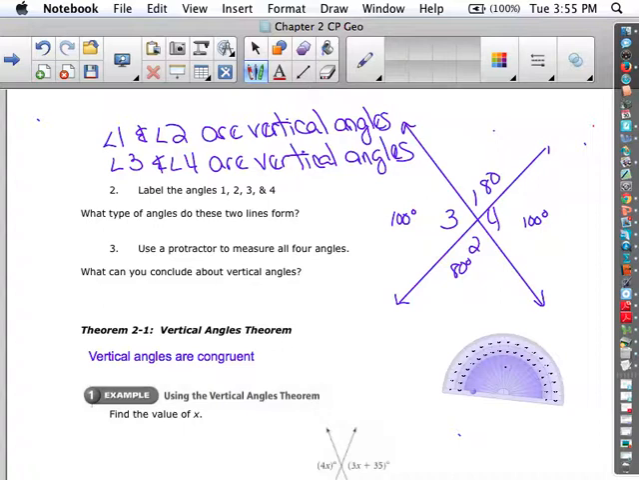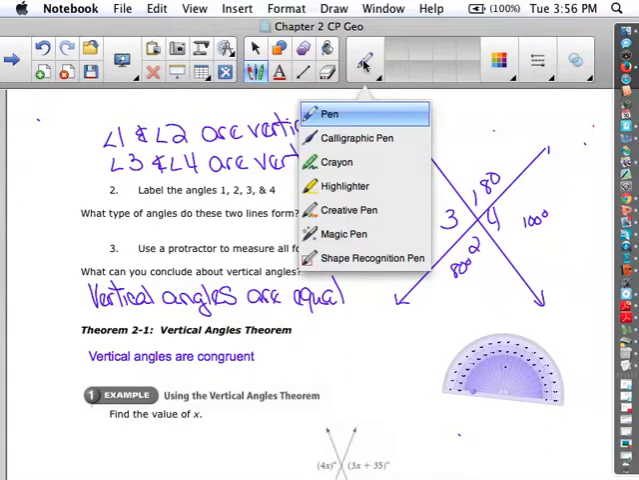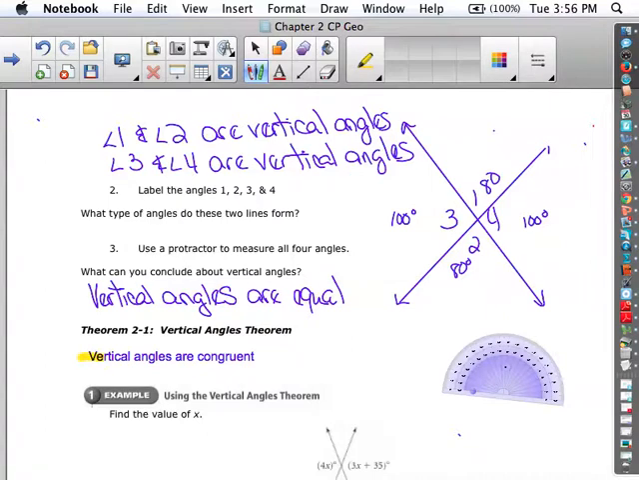And if we did this experiment in class, I'd ask you to draw a conclusion, but it's pretty obvious to see here that vertical angles are equal. If you look at that, 1 and 2 are equal, and 3 and 4 are equal. So vertical angles are equal. And so the theorem that we have is that vertical angles are congruent. Vertical angles are congruent.